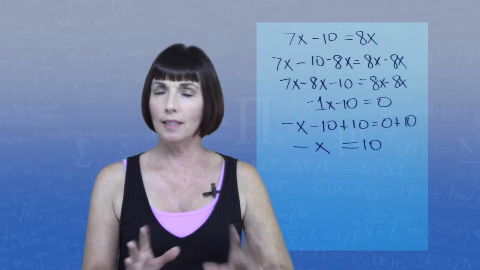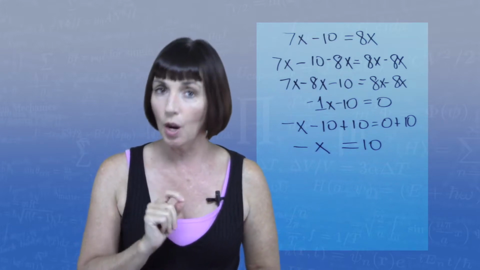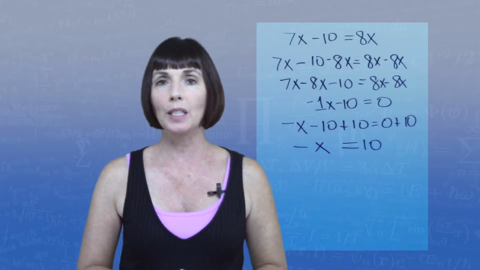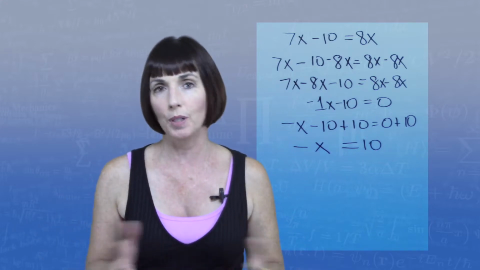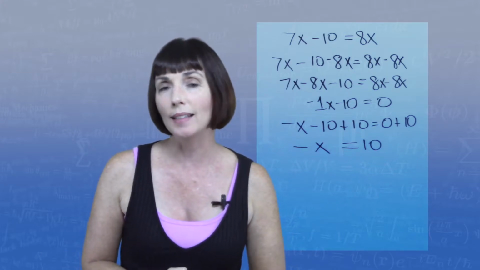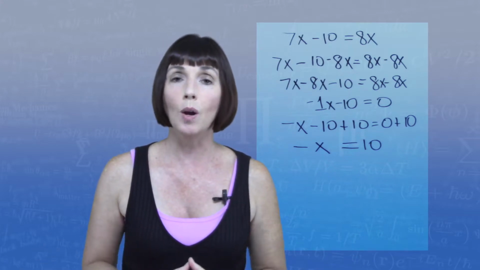Okay, now it gets a little bit tricky. The coefficient of our variable is a number other than 1, it's negative 1. So we have to do that thing where we multiply both sides by the reciprocal. Well, the reciprocal of negative 1 is actually just negative 1. So we're going to multiply both sides of this equation by negative 1.